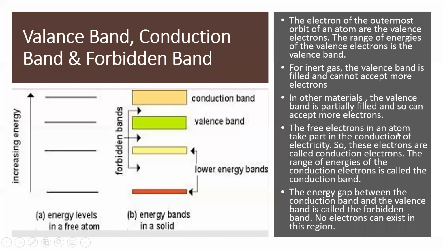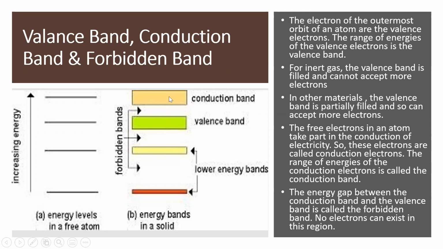Now, the free electrons in an atom take part in the conduction of electricity. This happens especially in metals. We know that in metals, the outermost electrons are so far away from the nucleus that they are almost free. As soon as we apply some voltage, they are free to conduct electricity. So these electrons are called free electrons, or conduction electrons. The range of energies of the conduction electrons is called the conduction band.